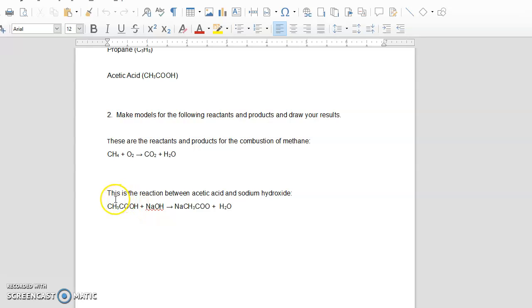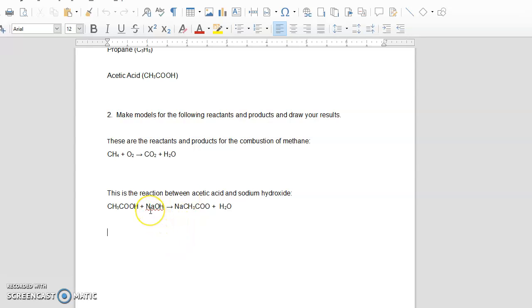Then also, this is the reaction between acetic acid and sodium hydroxide. This is just sodium, and this is oxygen with a hydrogen. And these two are in an aqueous solution. This is just the Na plus ion, and this is an OH minus ion. And this right here is water again. And so this one right here has all of that acetic acid molecule except for that one hydrogen, and that's replaced with this sodium atom right here. Okay? So I want you to make the models for each of these 2 things.